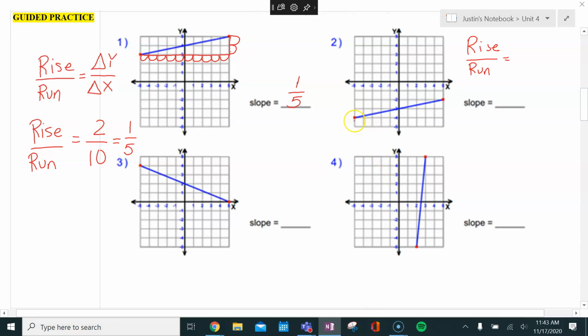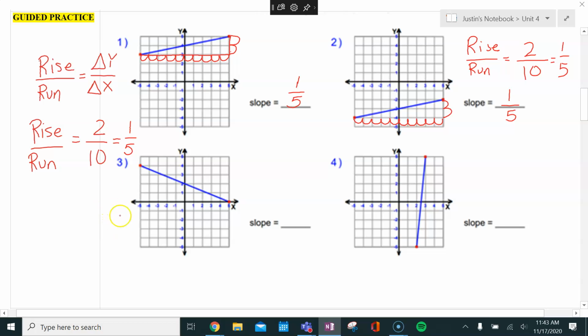So if I was to start here at the leftmost point, how many units do I run? 1, 2, 3, 4, 5, 6, 7, 8, 9, and 10. So my run would be 10 again, and my rise would be 2. And again, if I was to reduce this, it would be 1 over 5, which gives me a slope of 1/5.